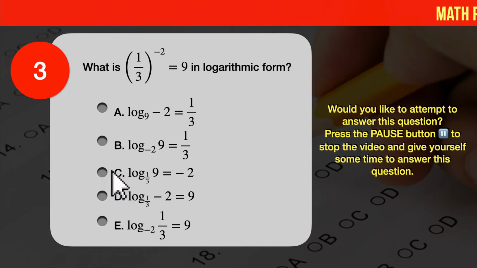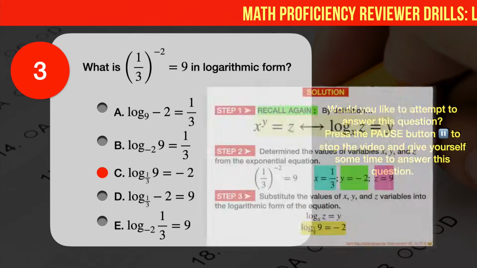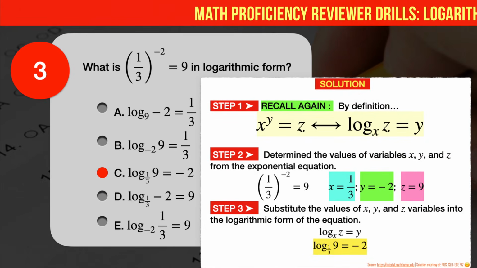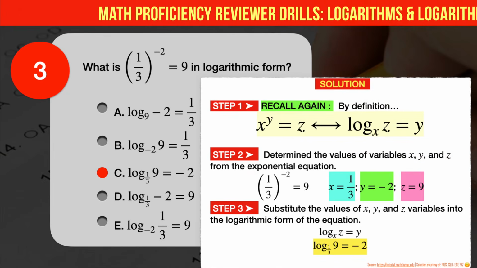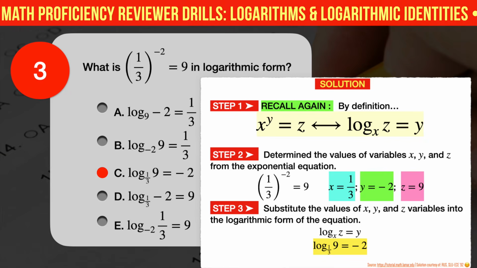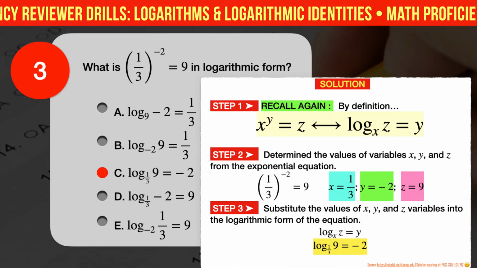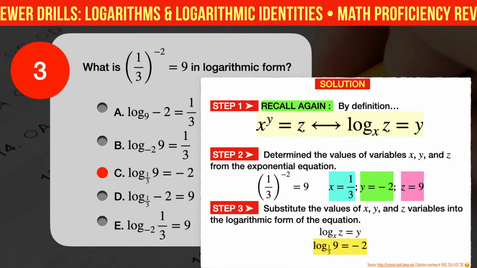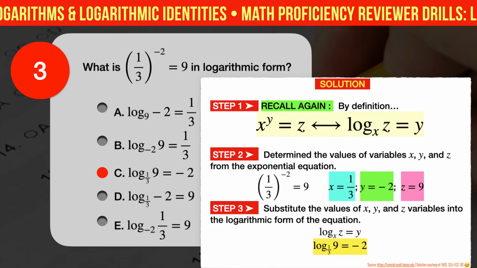The correct answer is C. 1/3 raised to -2 equals 9 in logarithmic form is logarithm base 1/3 of 9 equals -2. This is essentially the same as drill questions 1 and 2, so let's quickly proceed to solve it. Determining the values of variables x, y, and z from the given exponential equation, and substituting the same into the equivalent equation, we should quickly arrive at the logarithmic form of 1/3 raised to -2 equals 9 as logarithm base 1/3 of 9 equals -2.